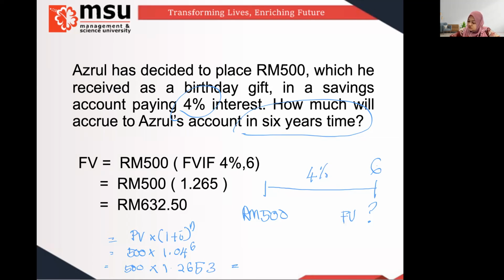So it is equal to 632.6595. So just take up to 2 decimal, which is 632.66. Okay. So this is the answer if you use formula. If you want to use table, you will get this answer. So the answer, there is not much different. Okay, it is about the same. So both answers will be accepted, either you use formula or you use table. Okay.